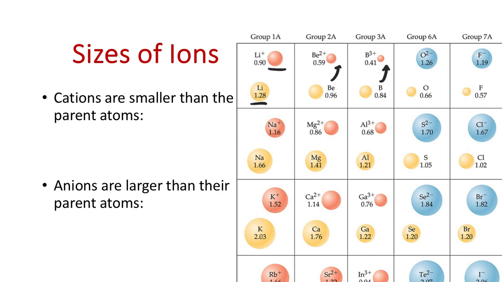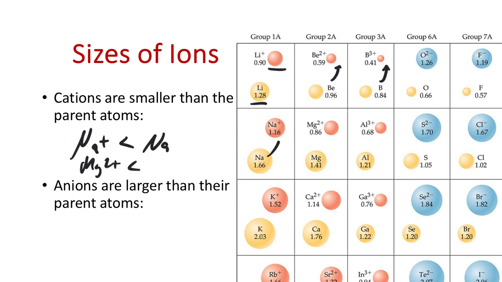Notice the same trend for boron 3 plus. The trend continues for sodium to sodium plus. Sodium plus is smaller. This makes perfect sense, right? We went from having, for sodium, a 3s1 core on top of neon. Get rid of the 3s1 core, the atom becomes a lot smaller. And so cations are smaller than their parent atoms. So sodium plus is smaller than sodium.